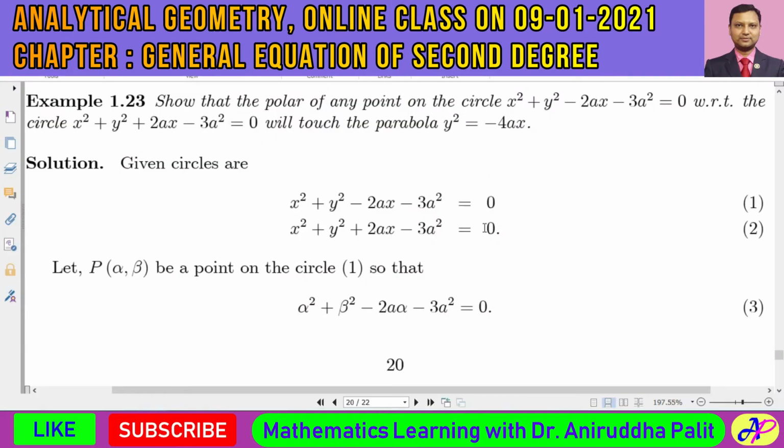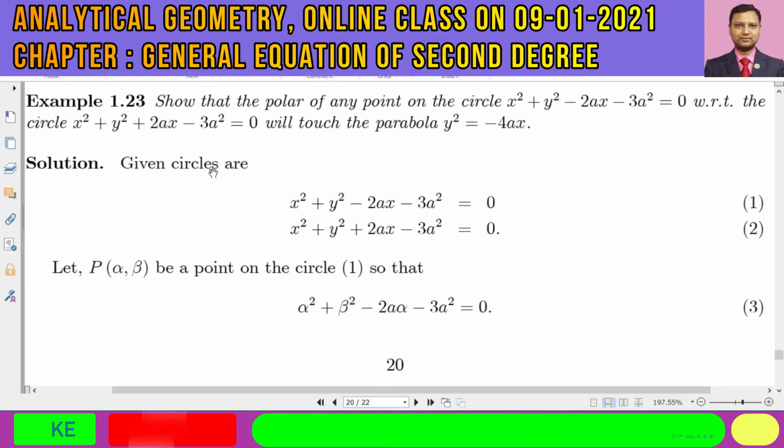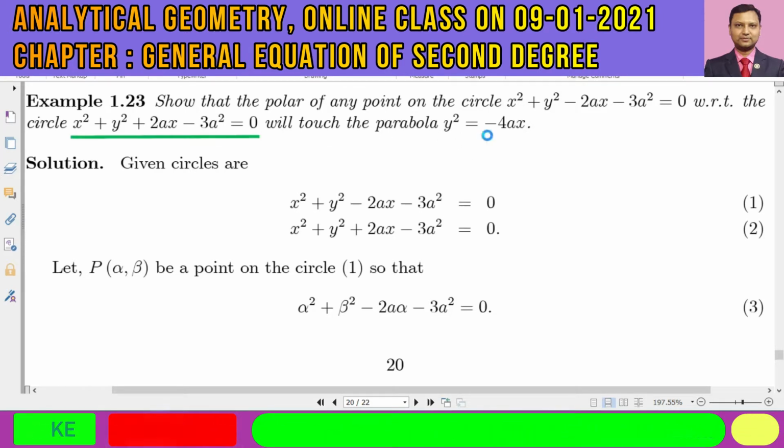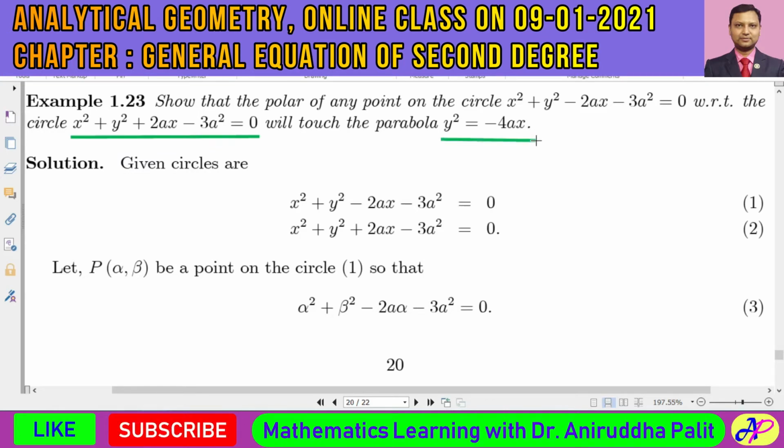Show that the polar of any point on the circle x square plus y square minus twice ax minus 3a square is equal to 0 with respect to this second circle x square plus y square plus twice ax minus 3a square is equal to 0 will touch the parabola y square is equal to minus 4ax. So you have to show this result. Okay, so how to prove this result?